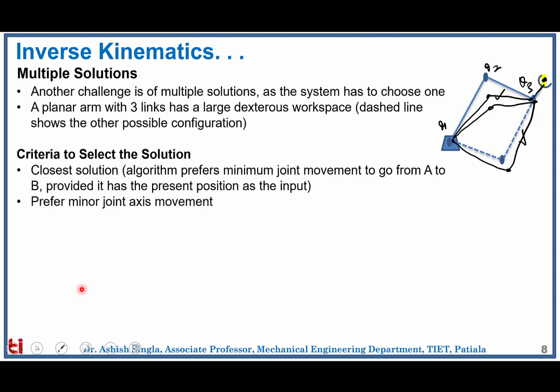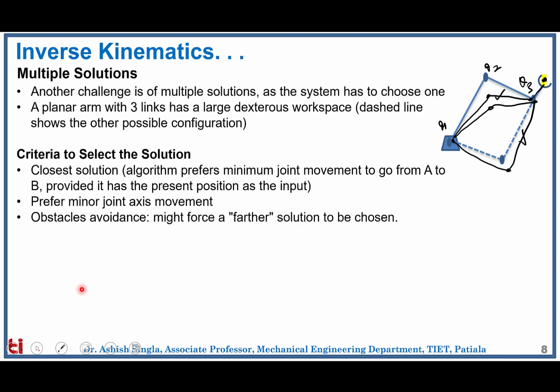Then comes the movement. As we know, for any particular robot like the Puma robot, the first 3 are the 3 major axes, which represent the movement of the shoulder, upper arm and lower arm, and the next 3 are called the minor axes, which represent the movement of the wrist. So if any target point can be achieved with the movement of the minor joint axes, it should be preferred.